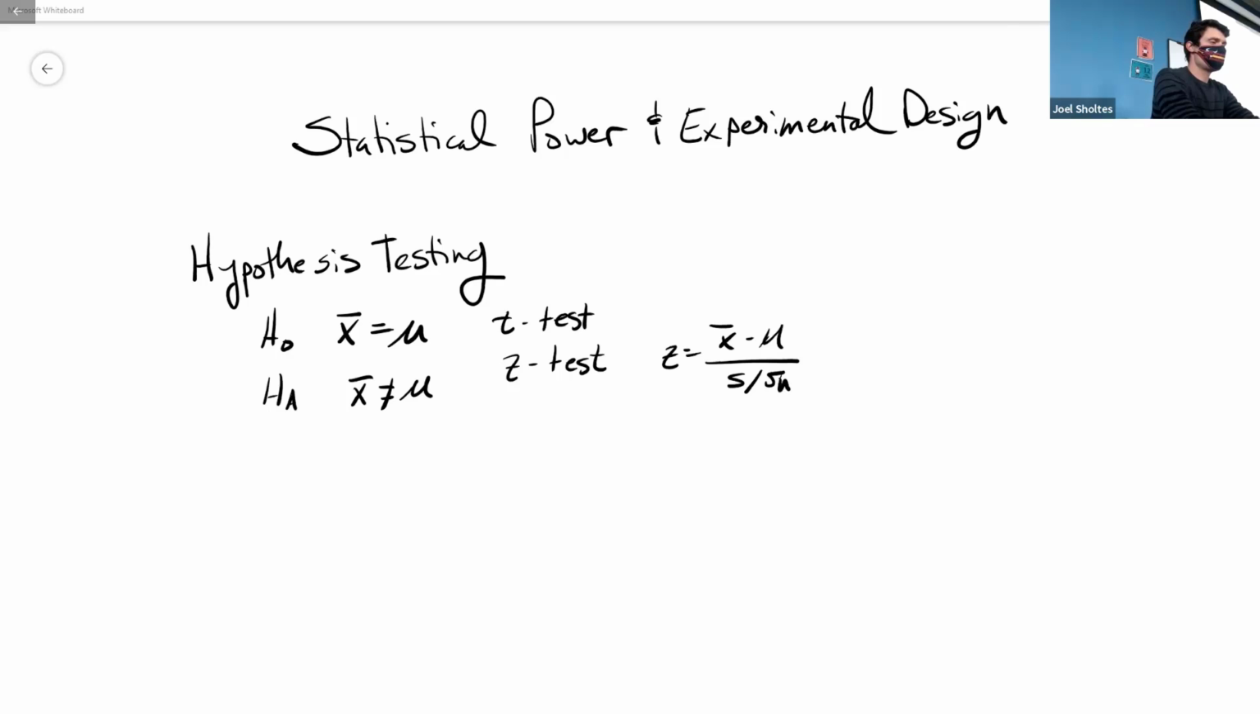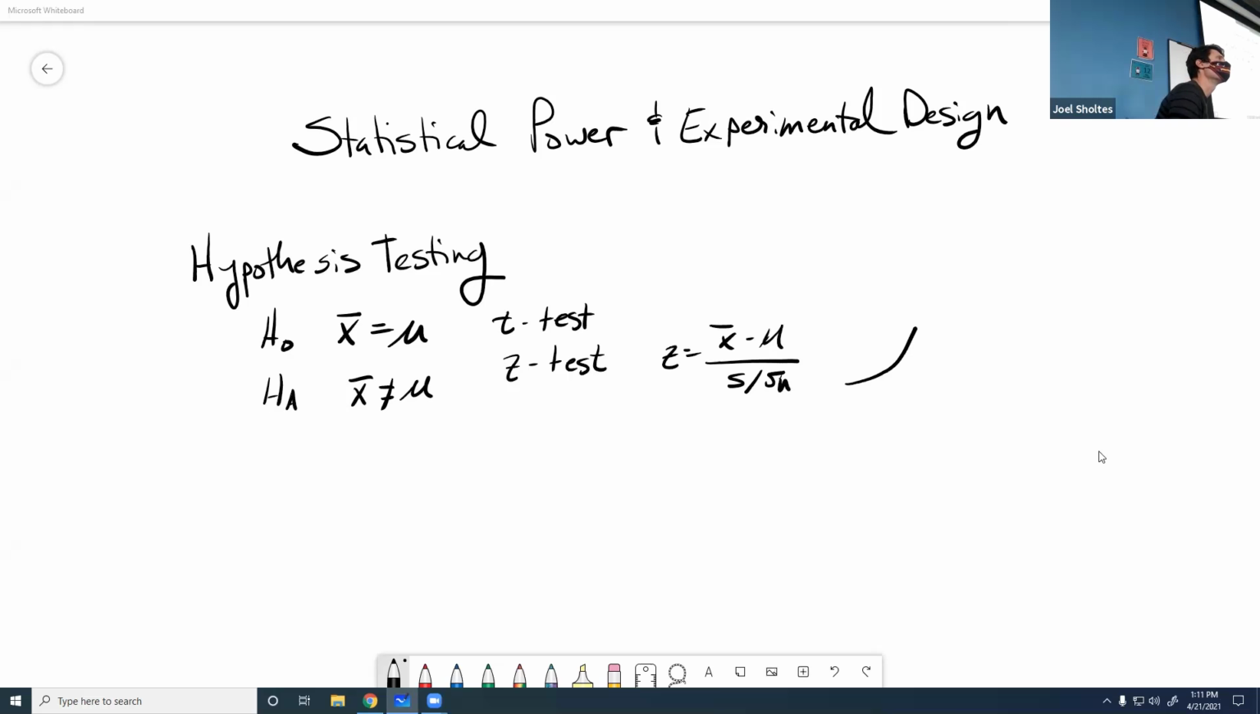When we calculate that z-score or statistic, what is that number? And how do we use it to perform a hypothesis test? Yeah, we use it to reject the null hypothesis. And how do we reject the null hypothesis? Yeah, so we calculate some critical z-score value.